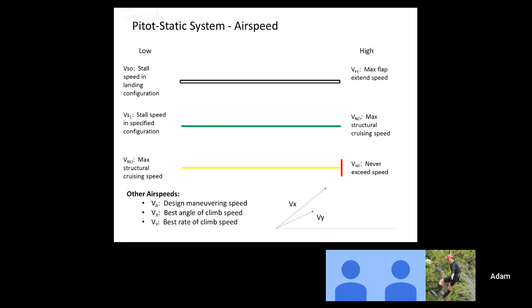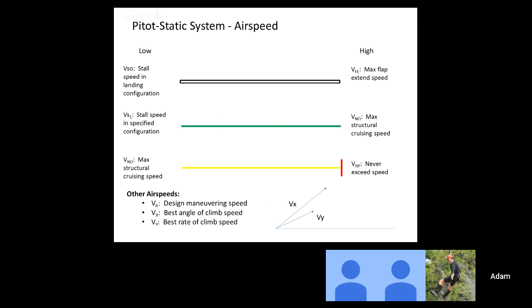Now there's V-speeds, rather, that are not visually defined on the airspeed indicator. I've put 3 of them down here. There are probably 20 or 25 others, but these 3 are the ones that you'll use all the time, especially as you start your training. Maneuvering speed, best angle of climb, and best rate of climb speed.